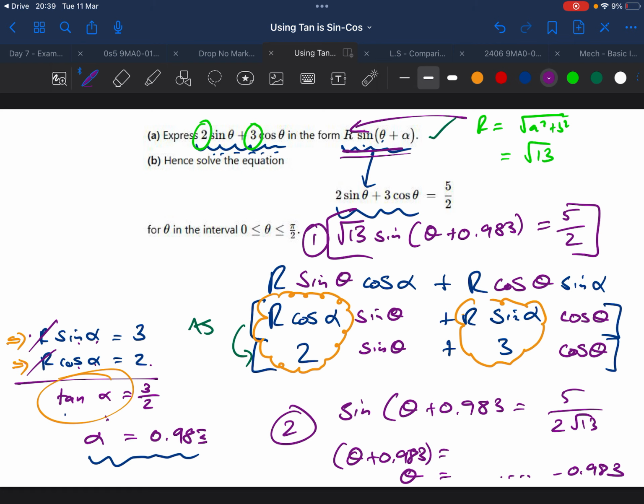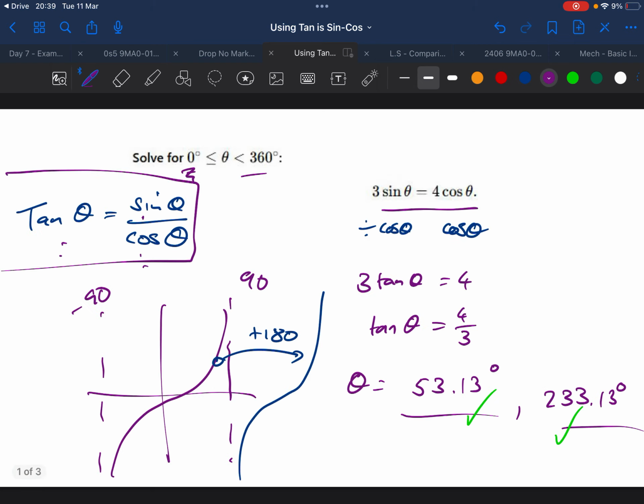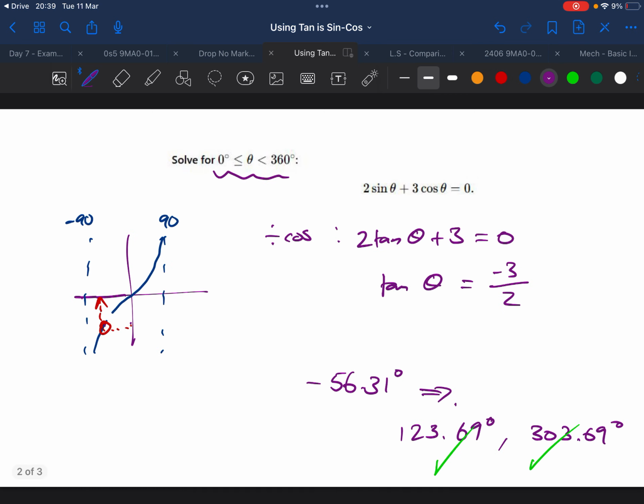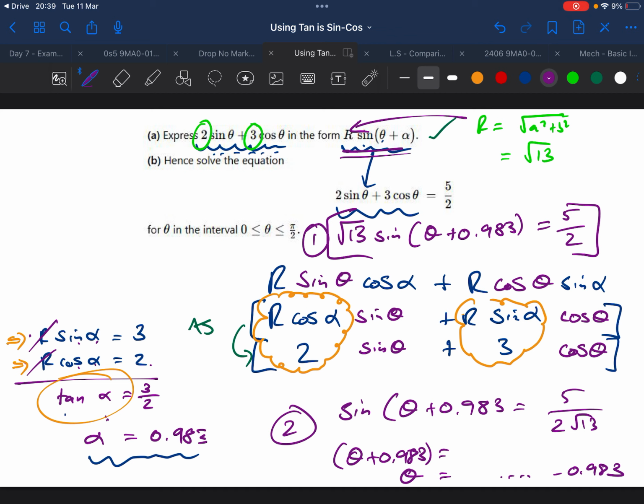So it is one of our need to knows, and it's one of our need to knows for a reason: a lot of questions, whether they are simple solving with a mix of sine and cos, something more rearranged, or something more difficult in the course, often come down to knowing that tan is sine over cos.